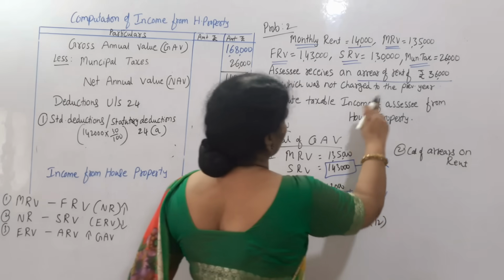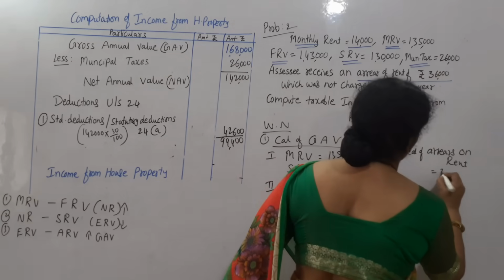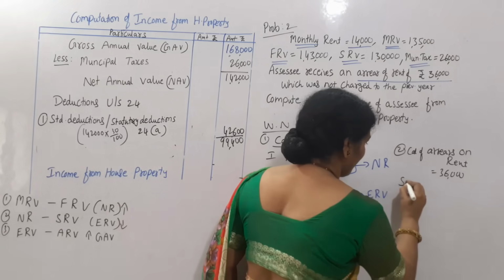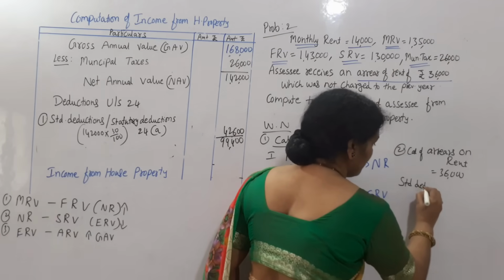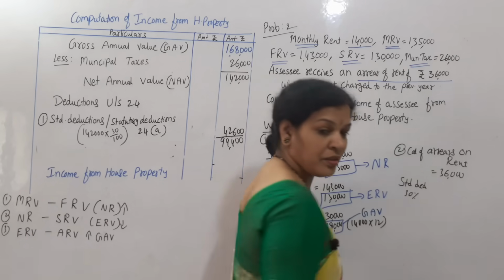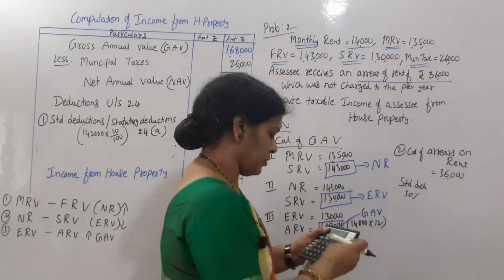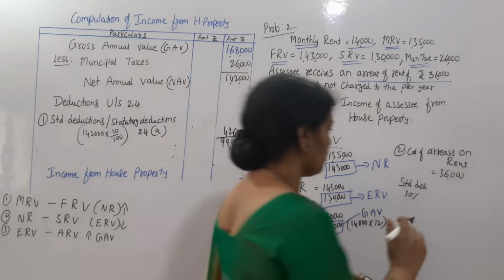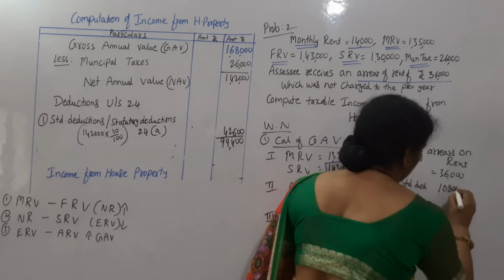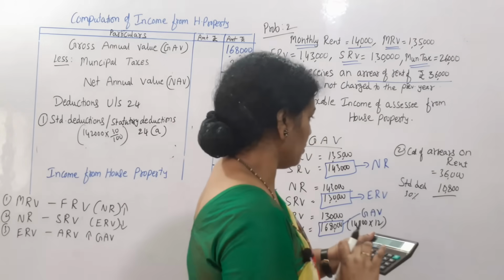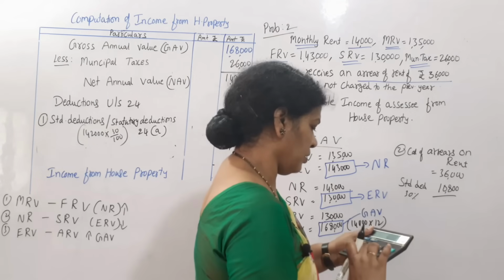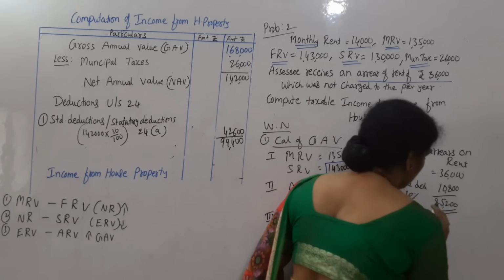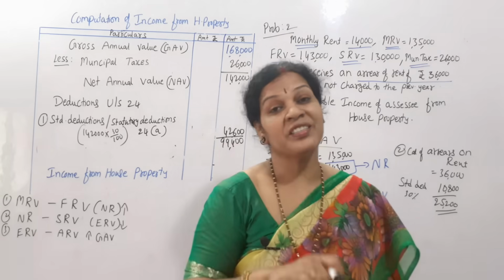Amount is here 36,000. Actually he received 36,000. Standard deductions. How much? 30%. 36,000 into 30% is 10,800. So if you deduct it from 36,000, you'll be getting 25,200. So this is 25,200. It is taxable.